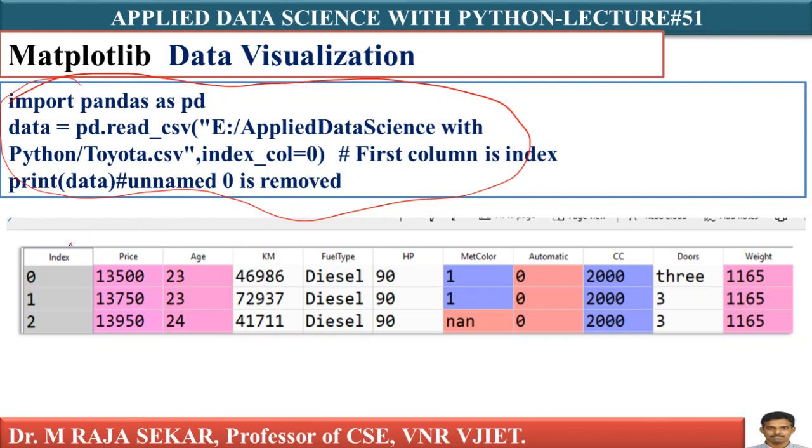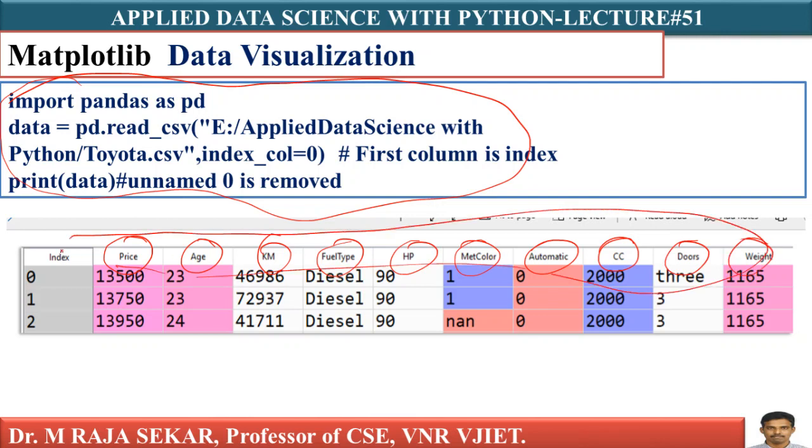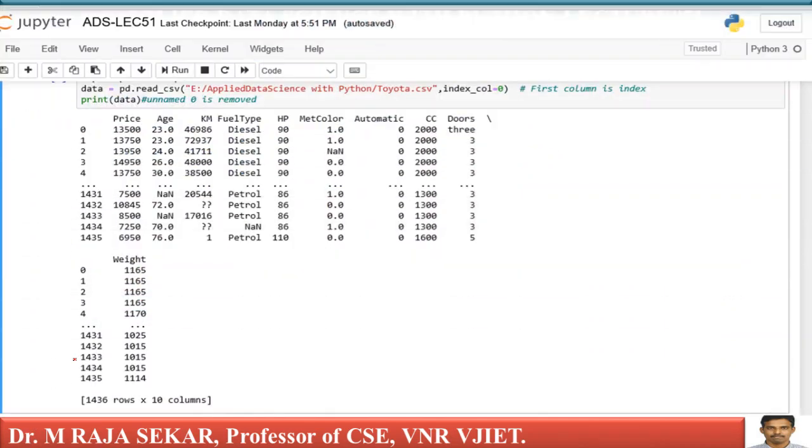This is Toyota underscore CSV. What are the column names? Price, age, kilometers, fuel type, horsepower, metallic color, automatic, CC, doors, weight. We already discussed all these columns, isn't it? This is the index column. We already discussed the index column also. This is some portion of this data frame created from this toyota.csv. If you want to view the entire data frame, this must be the entire data frame. If you want, you can recall what we discussed in my previous lectures. This is the data frame.